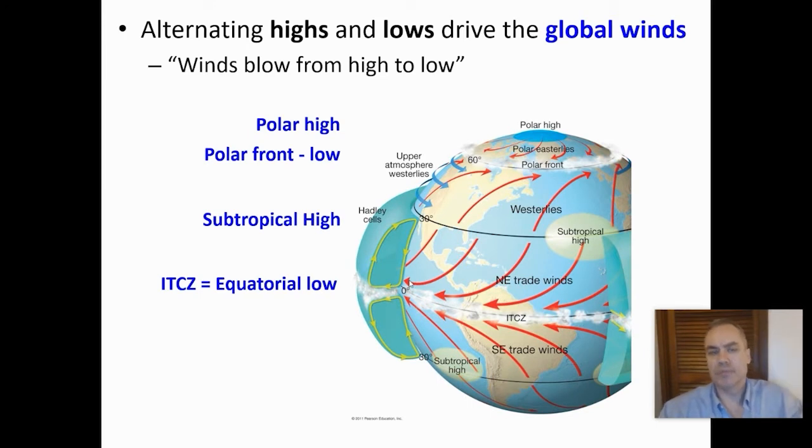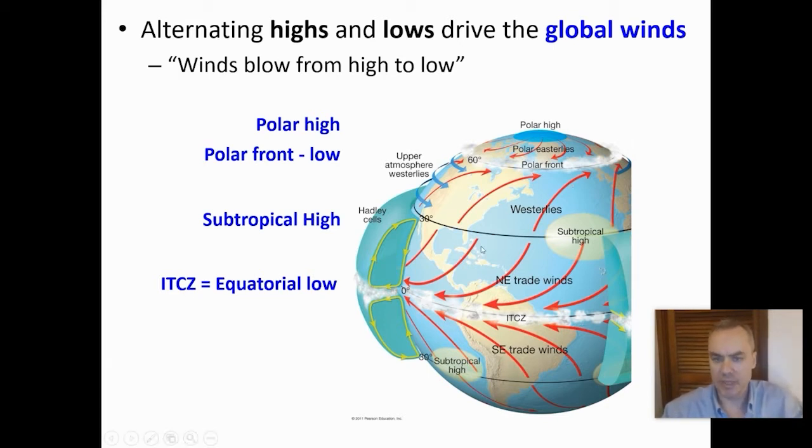Another thing that makes this much easier is that everywhere on this map where you see the red lines, the global winds moving, they're always following the same rule that we established, the pressure gradient. They're going from high to low, down the pressure gradient, from a higher pressure to a lower pressure. Remember that phrase, winds blow from highs to lows.